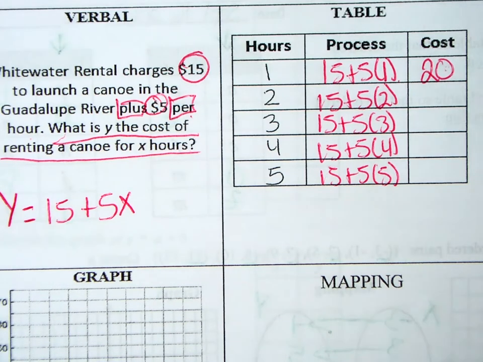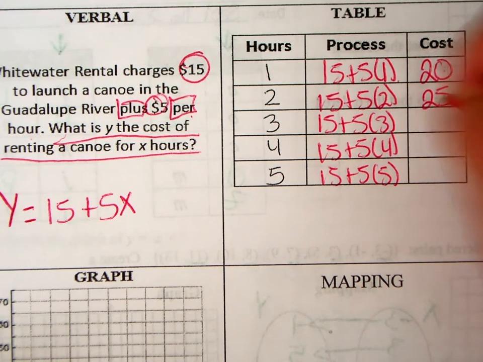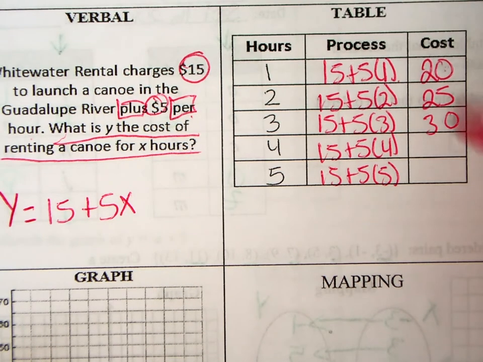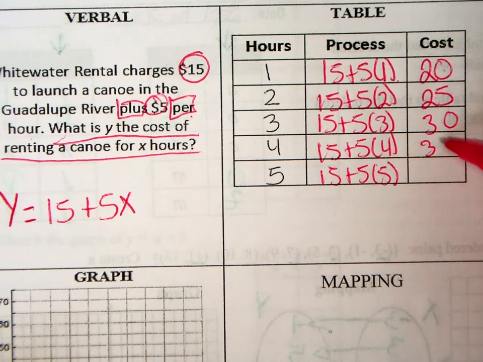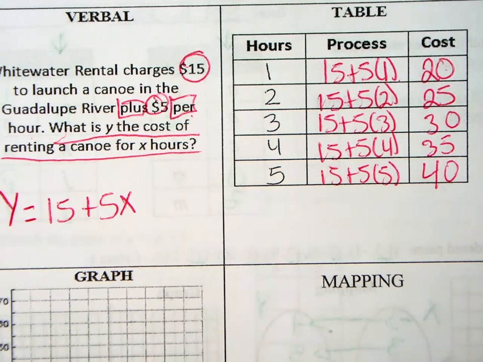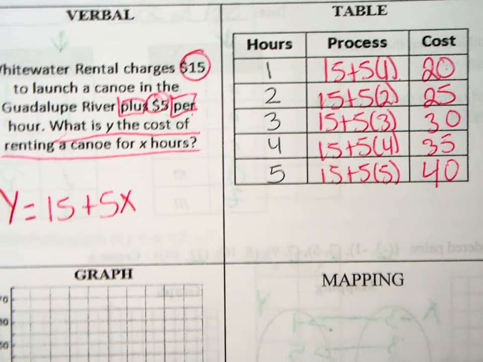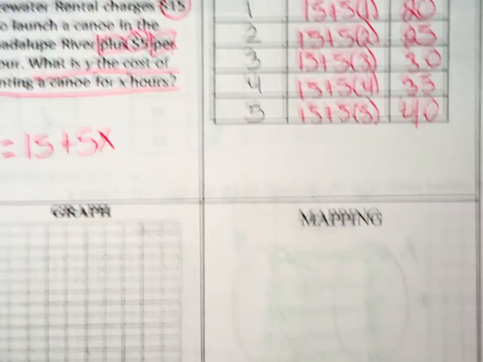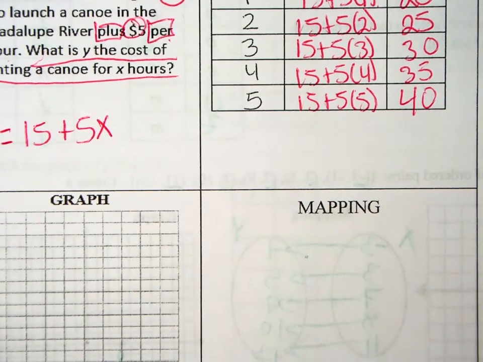So for 1 hour, it's $20. For 2, 25. For 3, 30. For 4, 35. And for 5, 40. Good. Let's go straight to the mapping first, and then we'll do the graph last. So I'm going to move this up just a little bit. So for mapping, that's ovals.